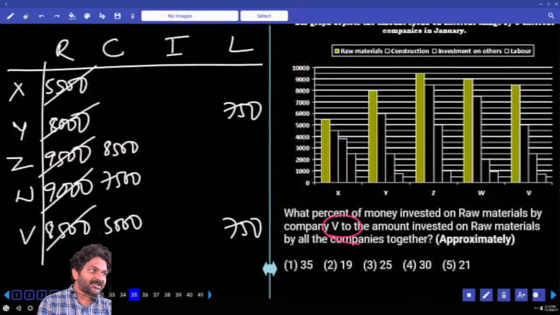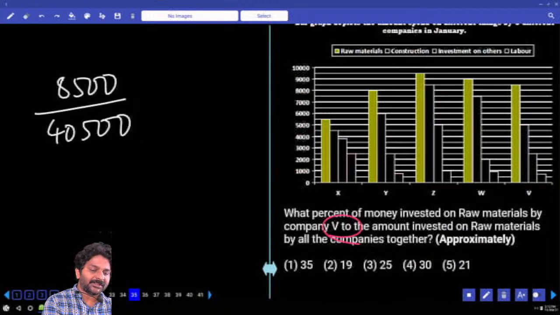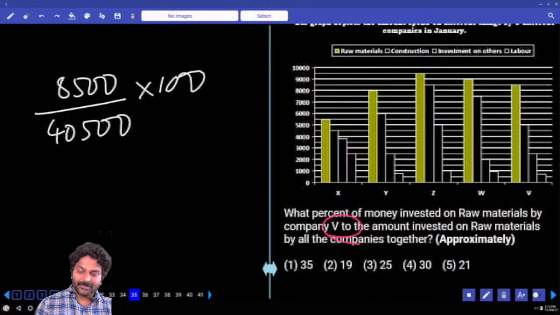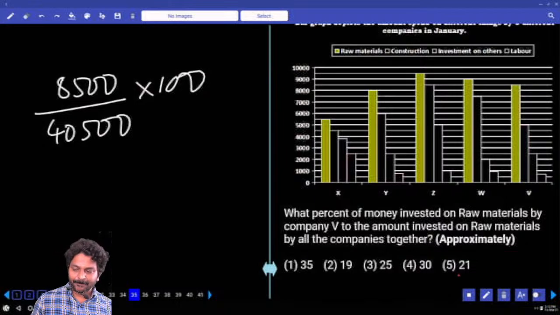And which company do you want to compare? V. V is how much? So we need to calculate 8,500 as a percentage with respect to 40,500. Agreed? Is it an approximate percentage? What is 10% of the denominator? 4050. 20%, double, 8,100. Our numerator is a little bit more than that number. So the answer is more than 20%, a little bit more than 20%. Come to options. 21.